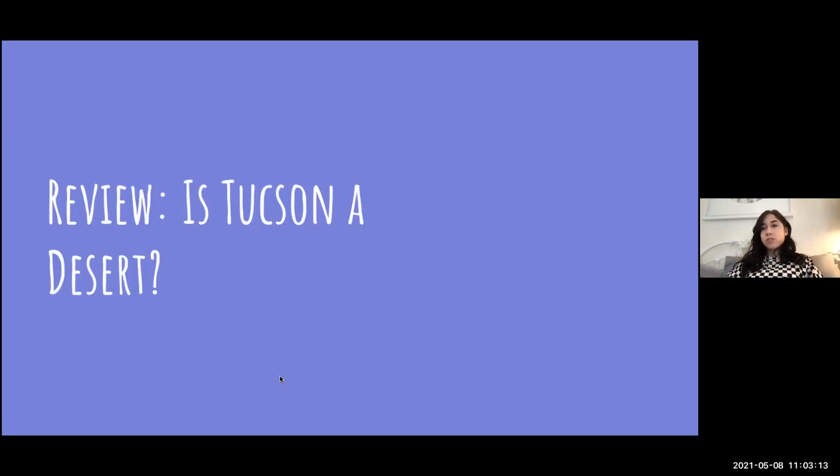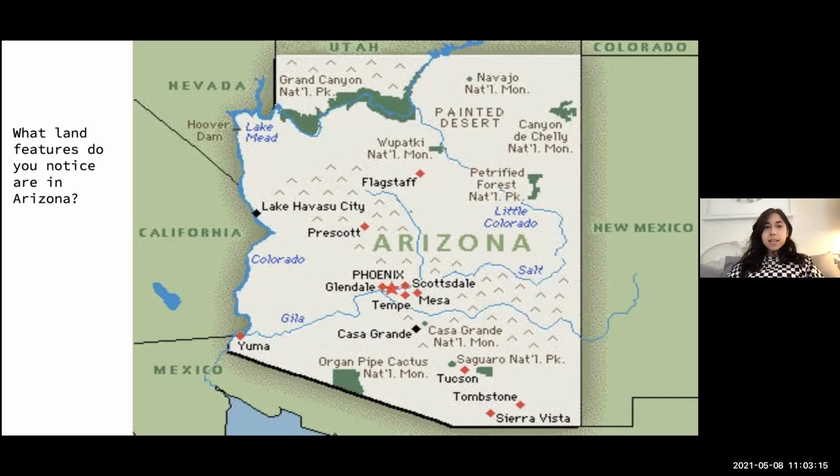So review: is Tucson a desert? Yes. And what land features do you notice are in Arizona? So then we got to go deeper into land features, which became a topic of what is a land feature and how to really scaffold that question to describe what it is and highlight and annotate.